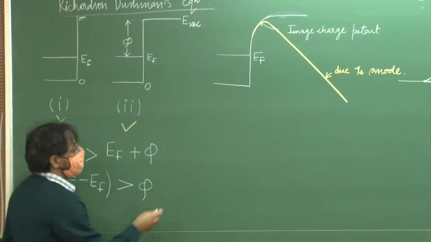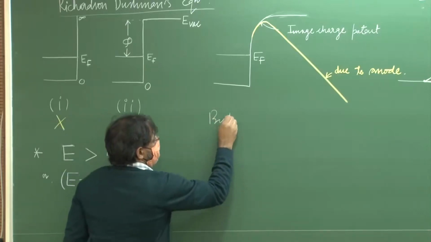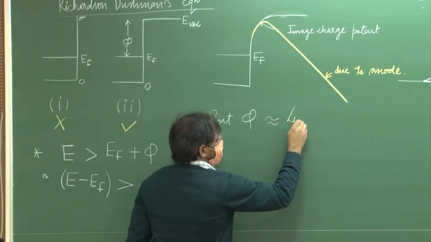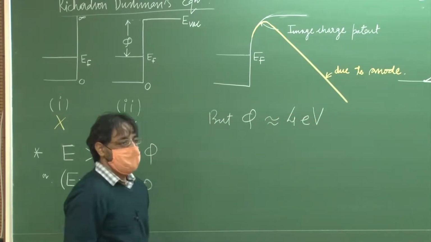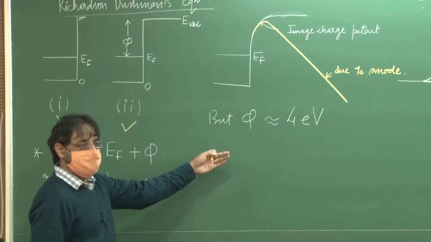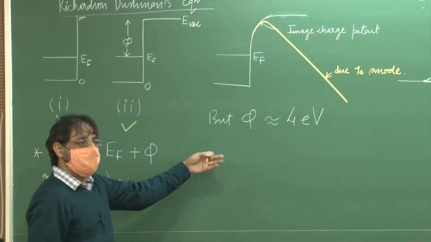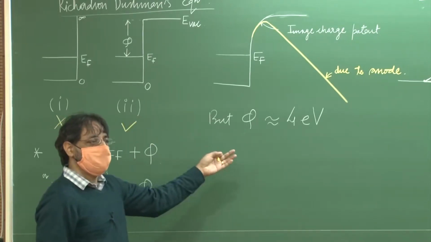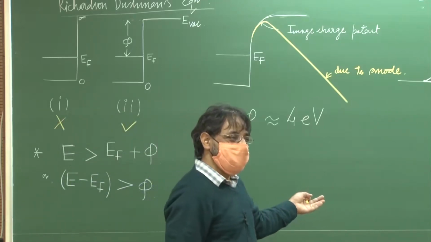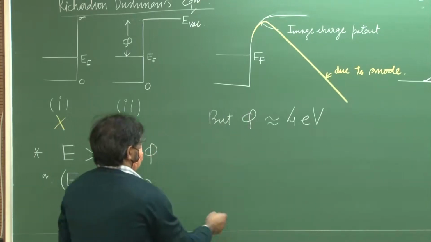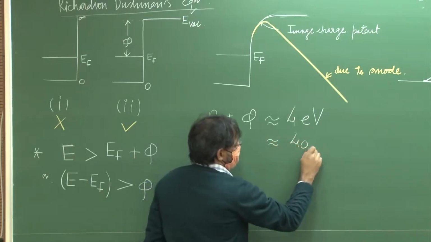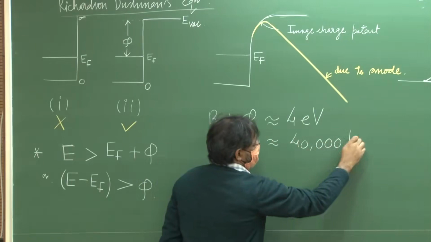But I just now told you, this work function phi is of the order of 4 eV. If you transform eV into Kelvin units, which you can do, you know that 1 milli electron volt is approximately 11-12 Kelvin. 25 meV is room temperature, kBT, so you can calculate. So phi in units of kelvins is of the order of 40,000 kelvins.